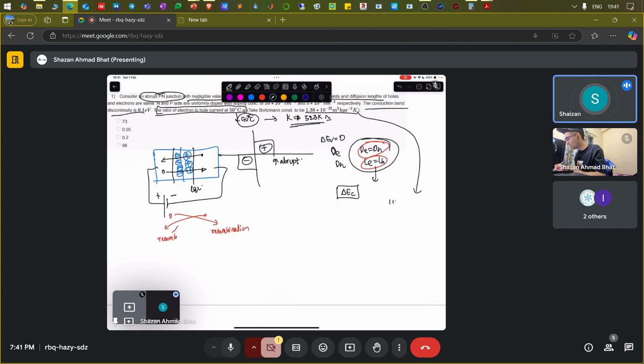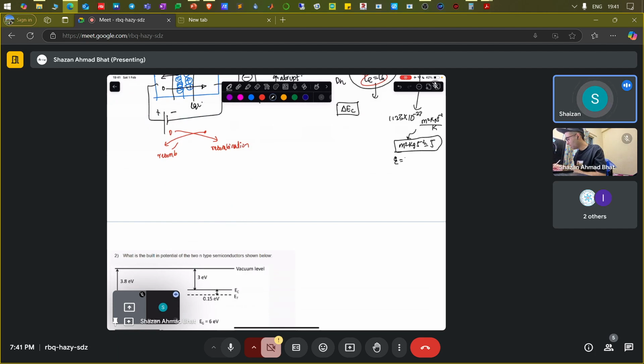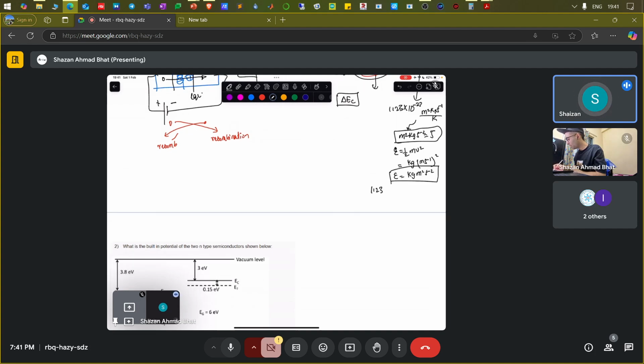The Boltzmann constant has been given as 1.23 times 10 to the power minus 23 meter square kilogram per second square Kelvin. This meter square kilogram per second square is actually joule, a unit of energy, because energy is half m v square, the kinetic energy. Mass has units of kilogram, velocity has units of meter per second, squared, so you get kilogram meter square per second square. So this is energy, and the Boltzmann constant is 1.23 times 10 to the power minus 23 joule per Kelvin.